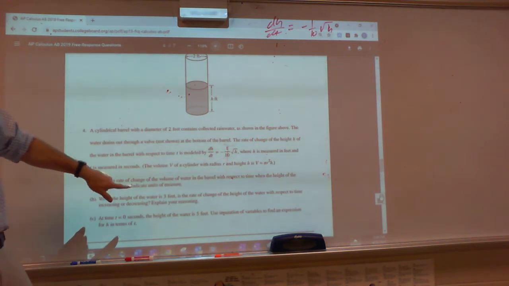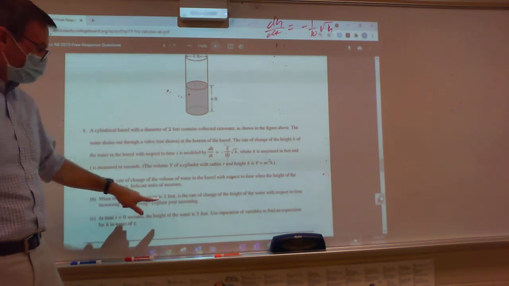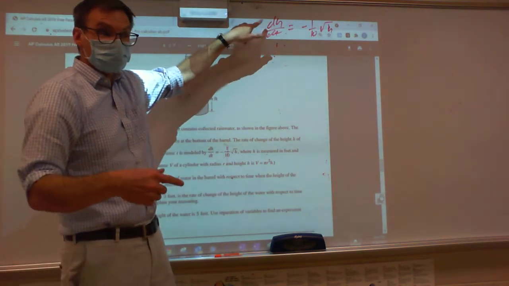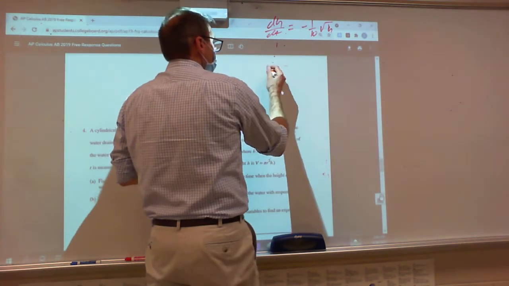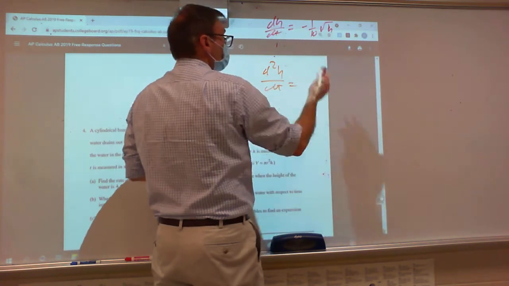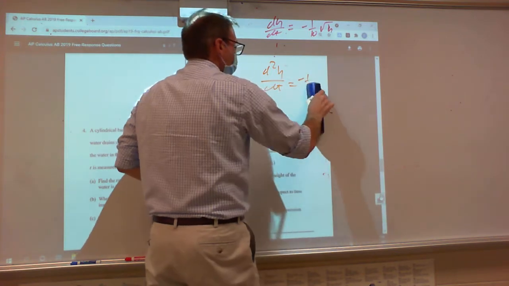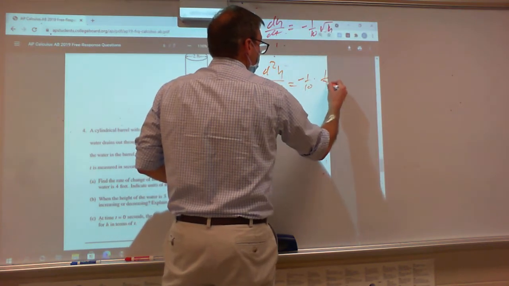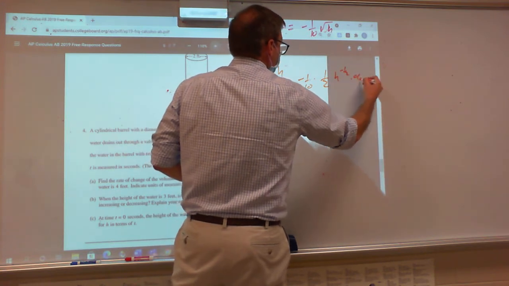But it's asked, is the rate of change increasing? So the rate of change is this. And if I want to know if that's increasing or not, I need to take the derivative of this. So our derivative of this is going to be d2h/dt2, and then I have to use implicit differentiation, so I end up with negative 1/10 times the derivative of that, which is going to be times 1/2 h to the negative 1/2 times dH/dt.